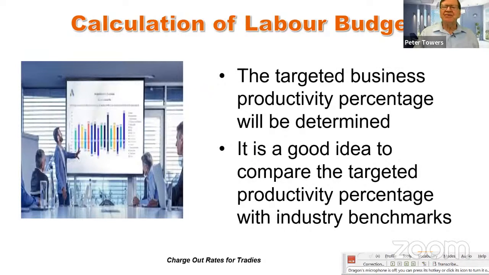The targeted business productivity percentage will be determined. So this is the overall percentage. So if you've got a situation where you're paying for 10,000 hours and it's expected that 7,000 hours are going to be able to be charged to clients, so you've got a productivity of 70%.